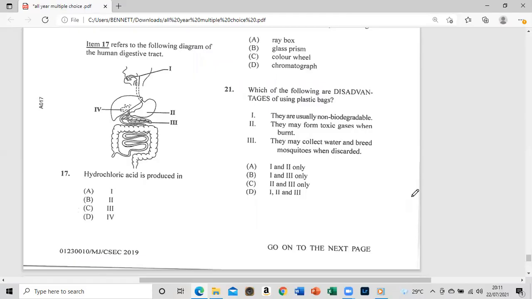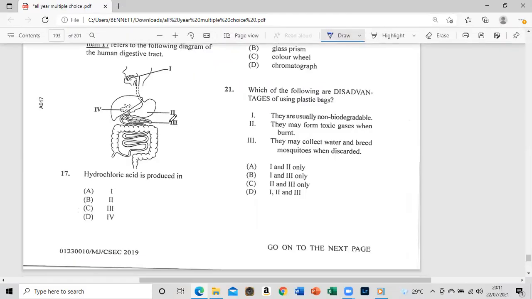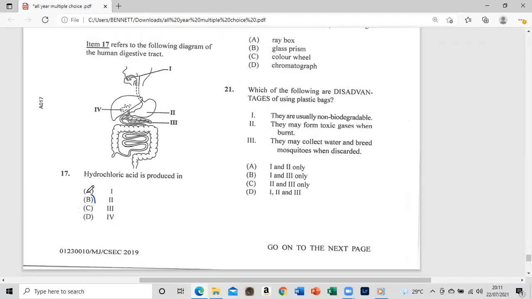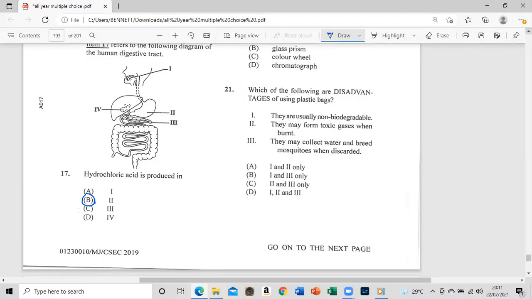No, it's not the bile. No, it can't be this either. So it's in the stomach. So this is the stomach. So B would be 17. All right, let's go up to 18.